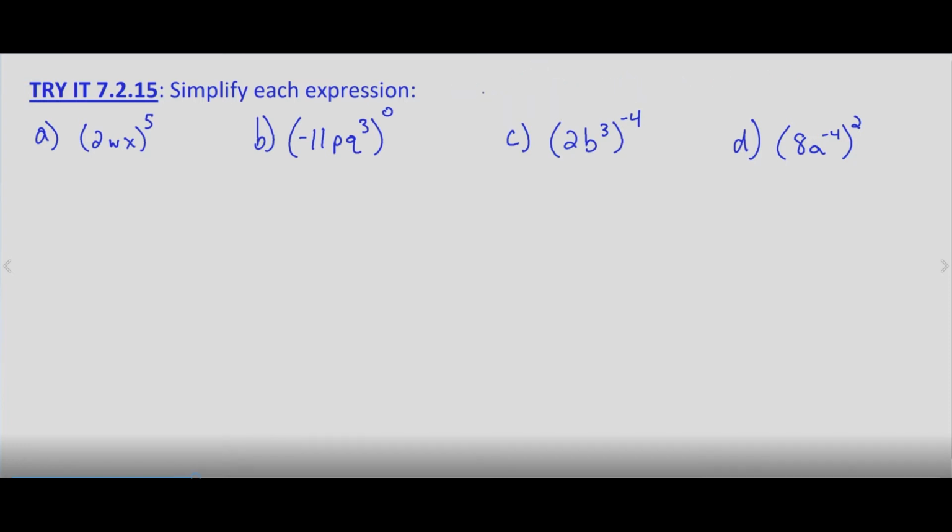So essentially what it means is that if we have (ab) to the n, that equals a to the n times b to the n.